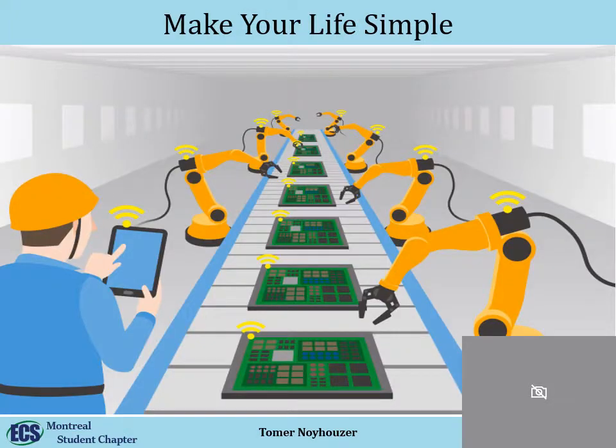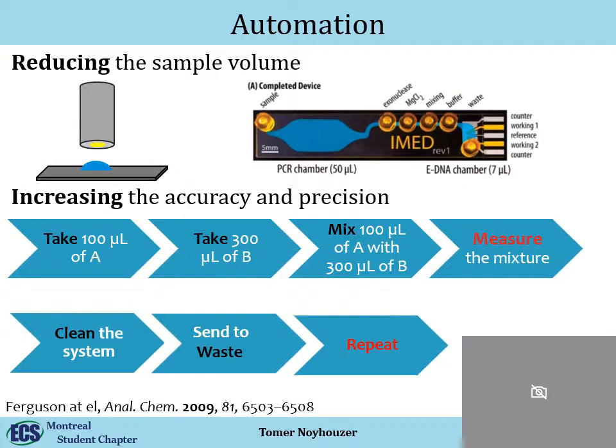Another thing is the ability to automate our system. Sure, it's very hard at the beginning and it will make your life harder, but once your system is fully automated, you can decrease tremendously the amount of human error in the measurements, and you can add accuracy and precision to your system. A lot of people are usually measuring small volumes.